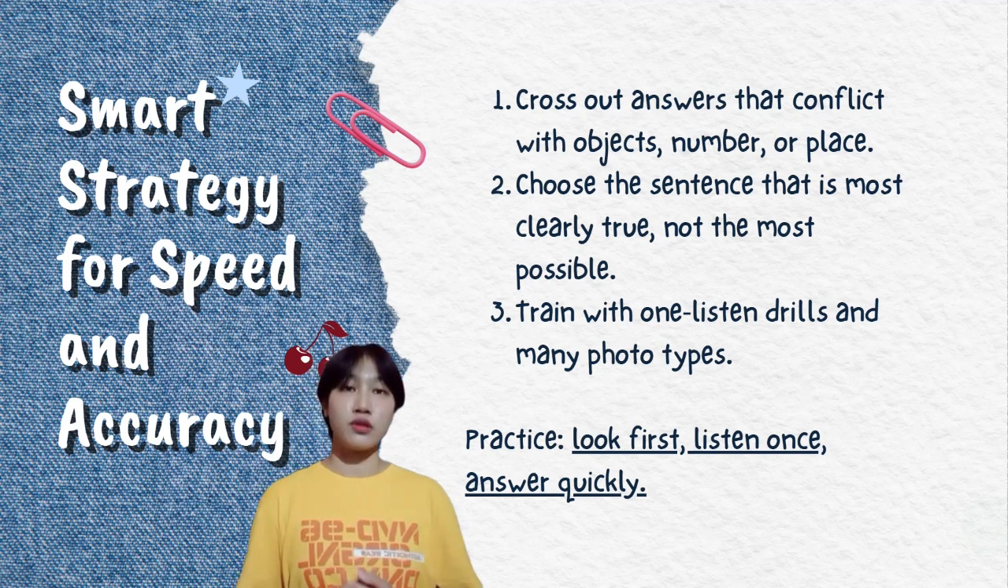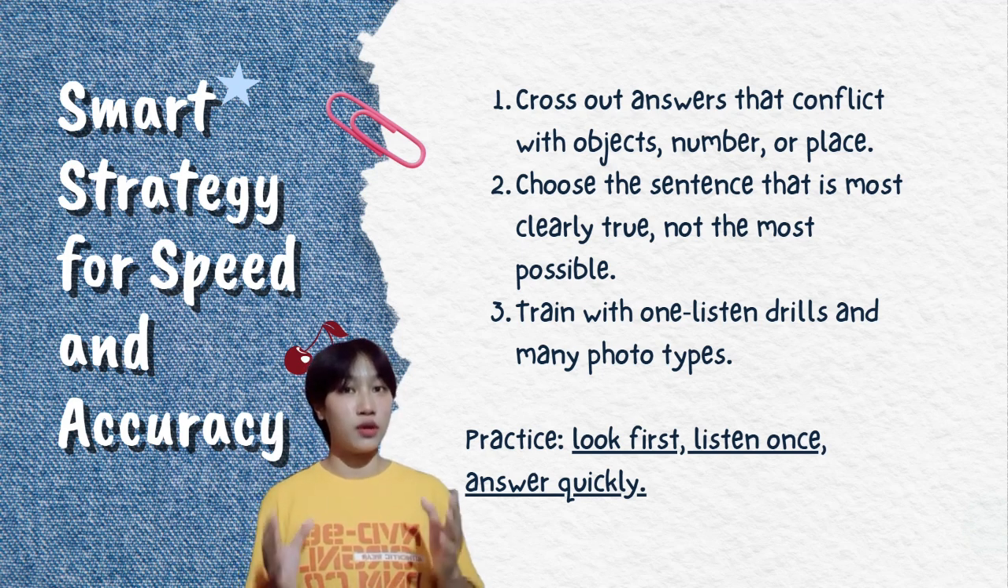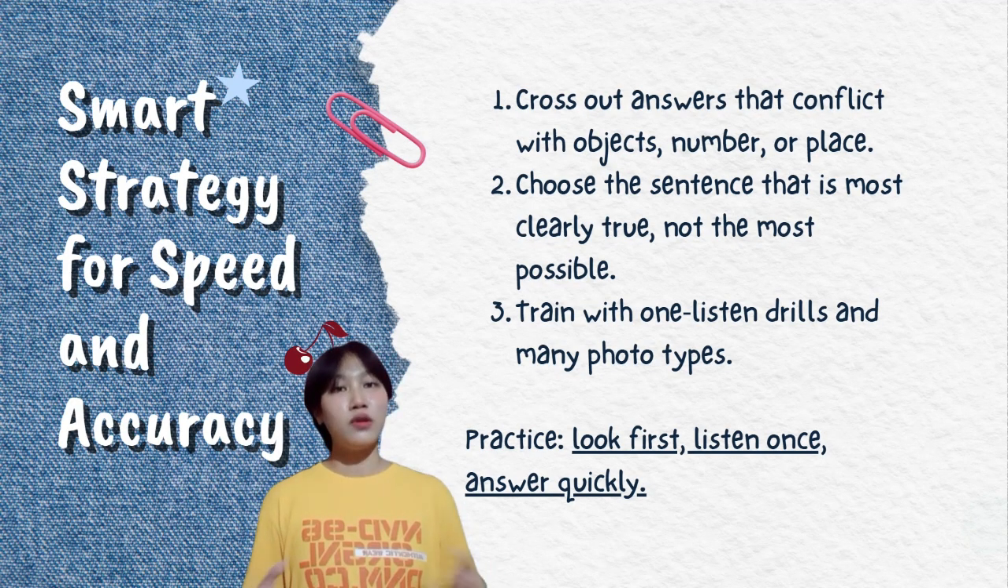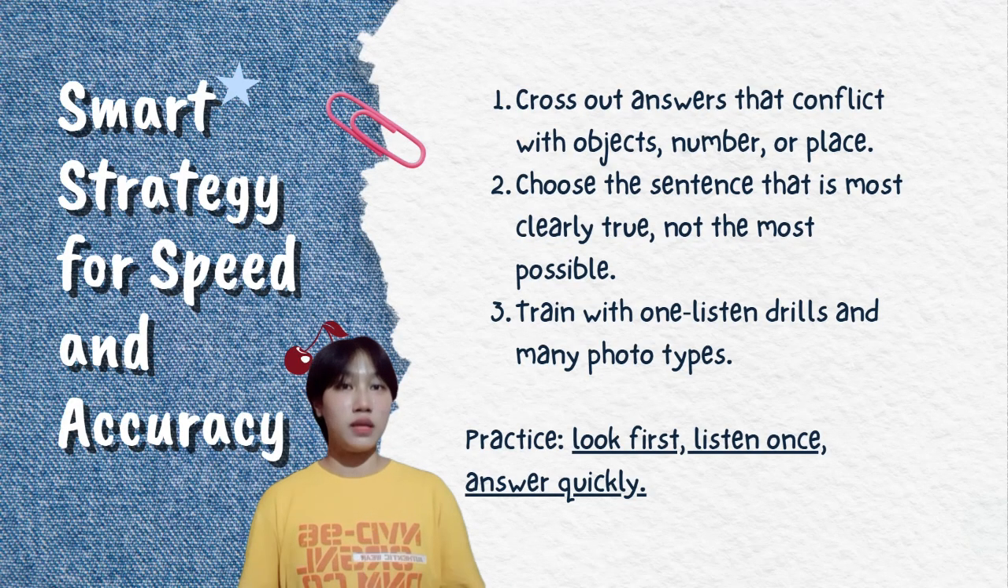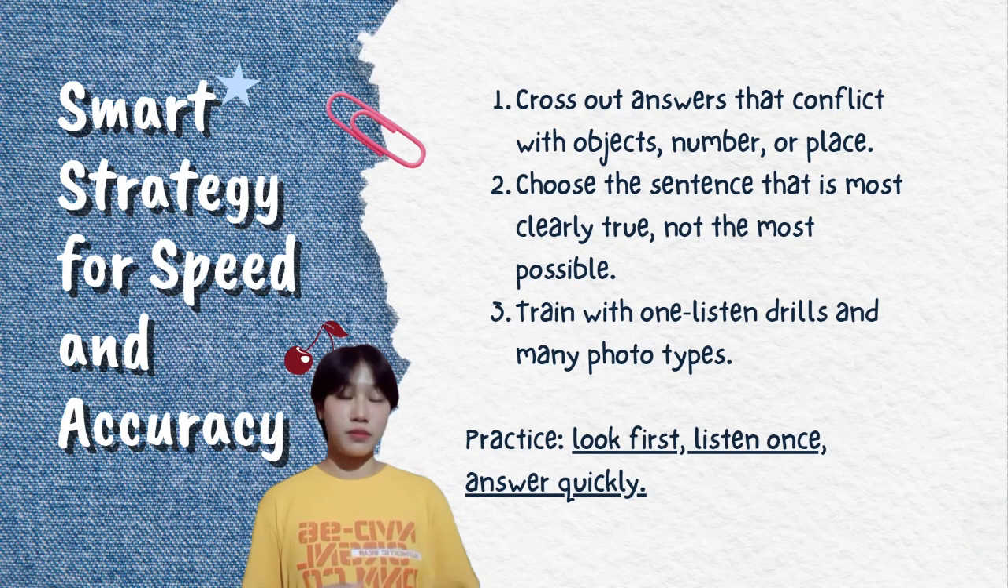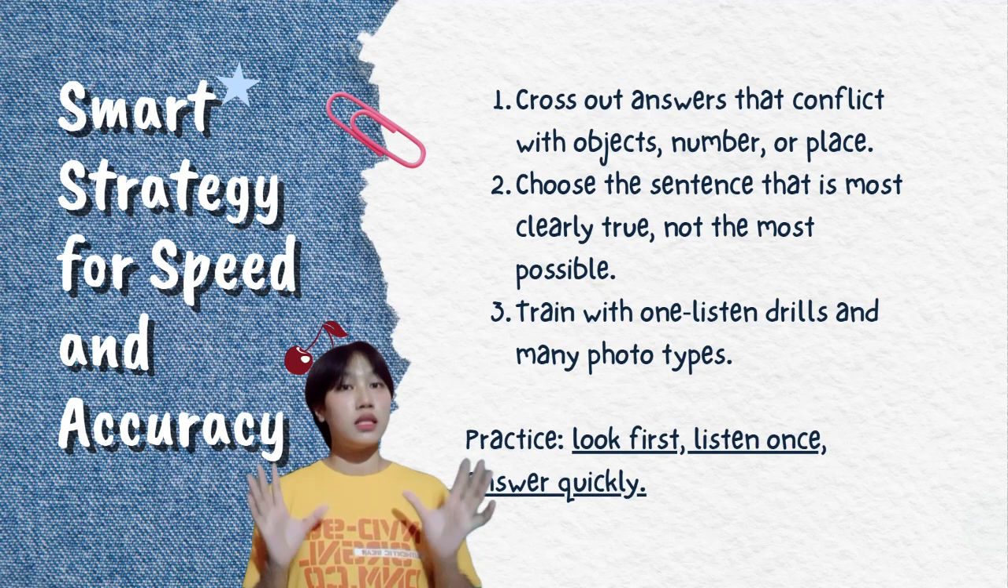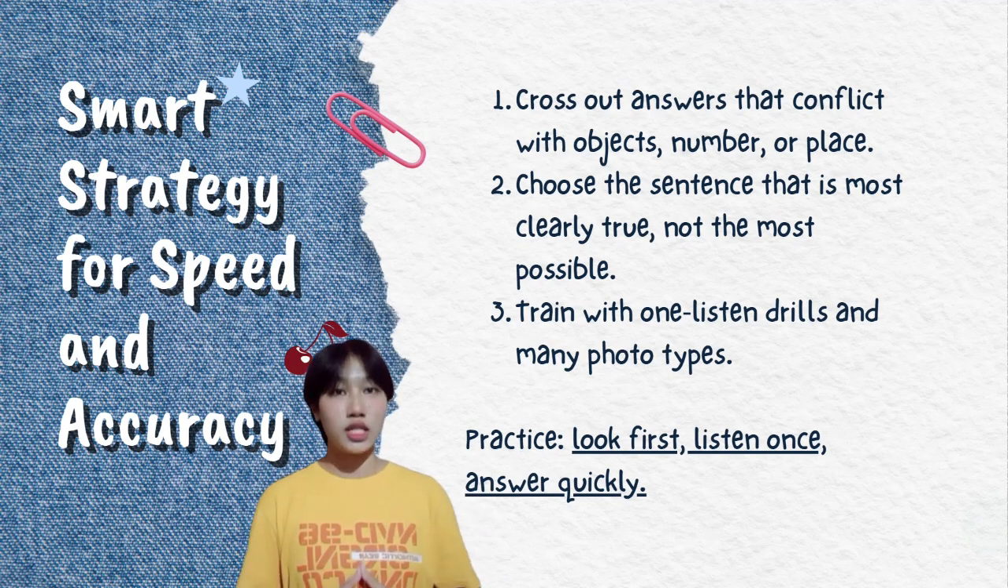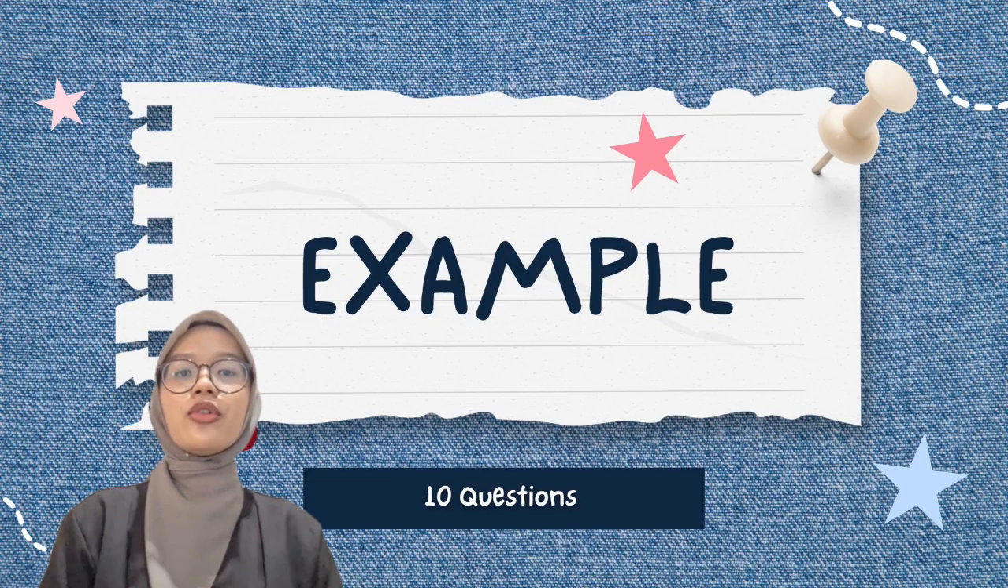Train with many photos and one listen drill so your brain learns to match visual cues with short spoken sentences quickly. Also, practice noticing small but important words like pronouns and prepositions. Over time, this method reduces hesitation and increases accuracy. Remember, accuracy plus speed wins in this part. Now we move on to the examples.